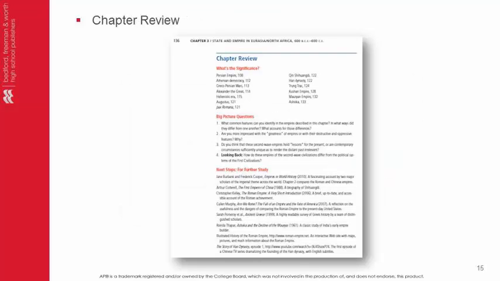To sum up what students have learned, there is a chapter review located at the end of every chapter. Chapter reviews include key terms and figures imperative to the course and AP exam, and big picture questions. Reviews also include sources for students to research and enrich their learning experience.